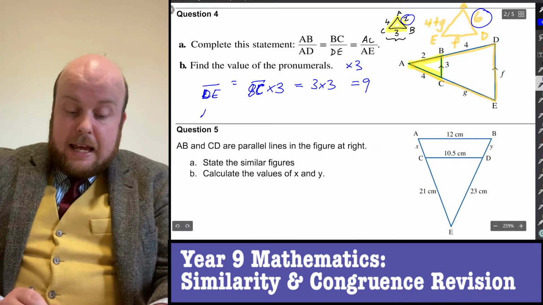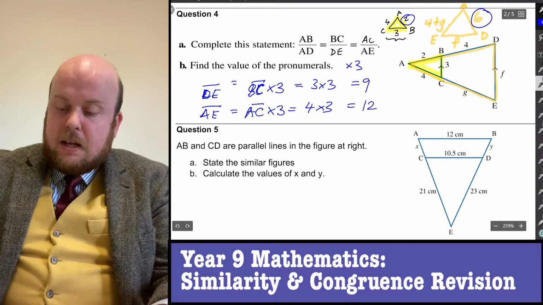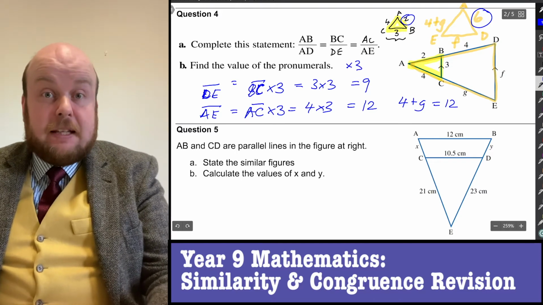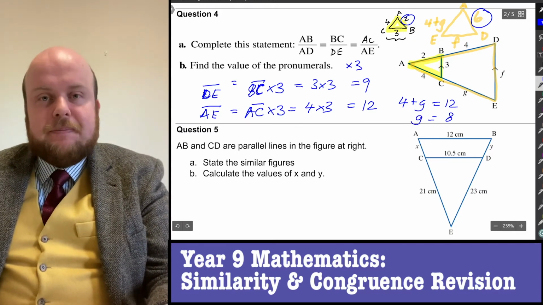The side AE is going to be the side AC times by 3, which is 4 times by 3, which is equal to 12. Therefore, the side AE, 4 plus G, is equal to 12. 4 plus some number gets me 12. G must be equal to 8.